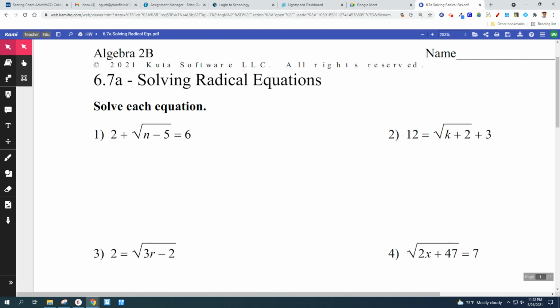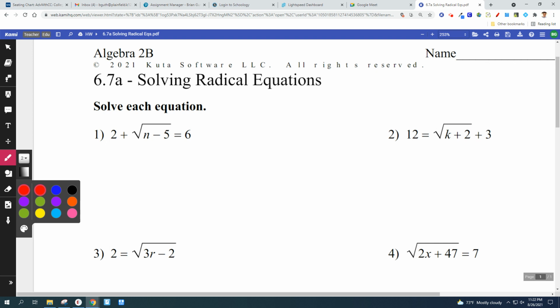6.7 is solving radical equations. That means equations with a radical in it, or a lot of times we look at it as square root equations. All we have are square roots here.